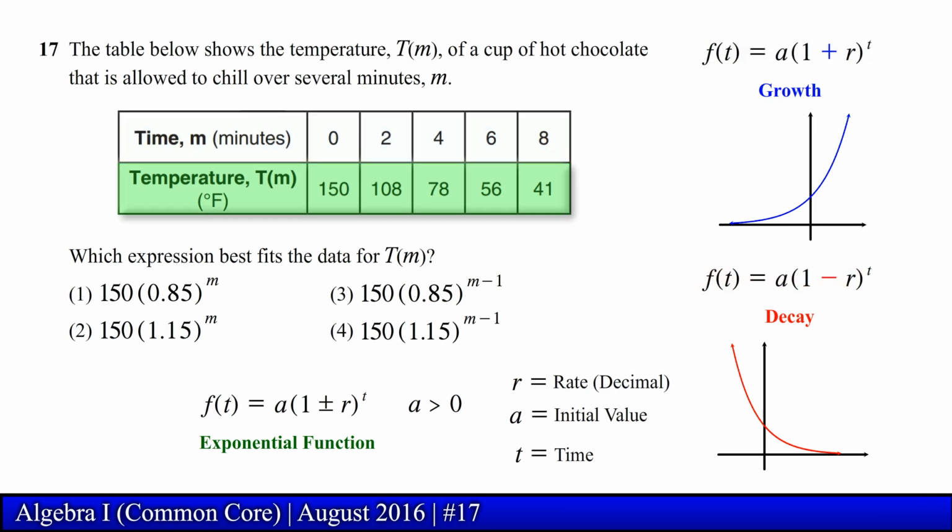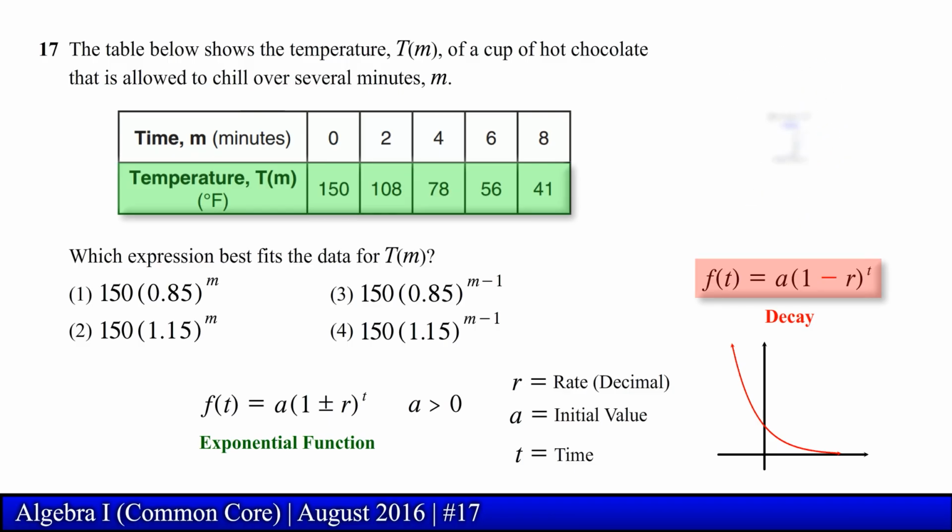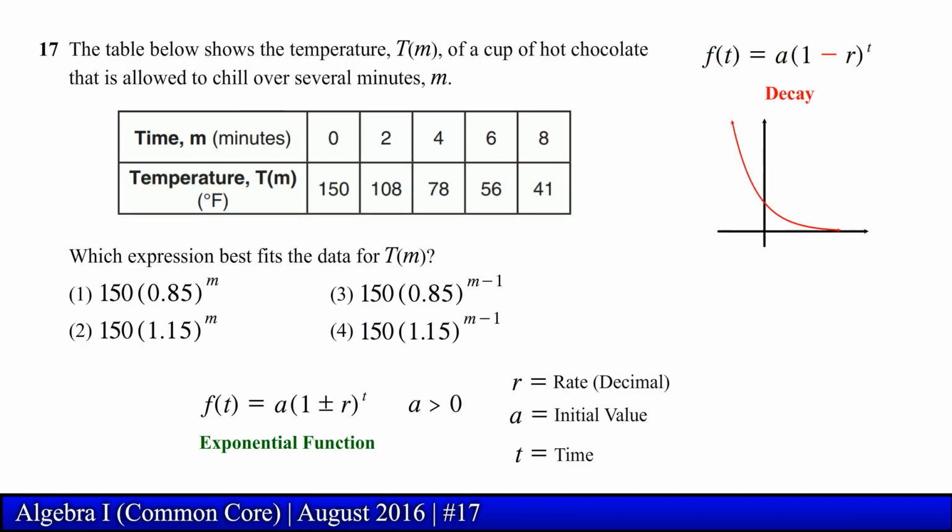Notice that the temperature is going down as the number of minutes pass by. This is characteristic of an exponential decay function. As time progresses, the temperature of the hot chocolate becomes colder. With this observation, let's determine which options represent exponential decay functions.